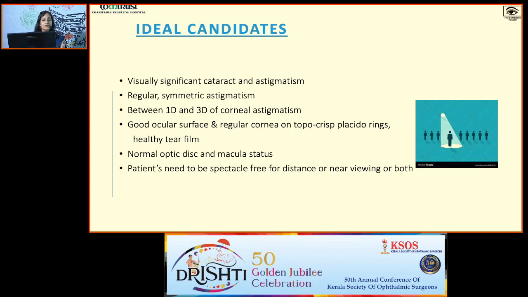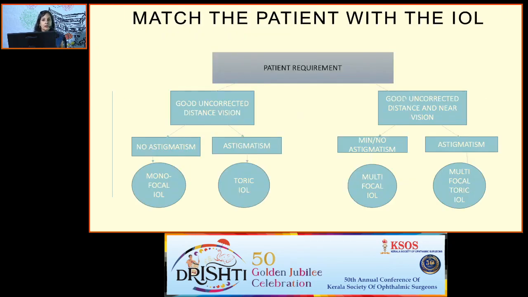Of course, you should have a normal optic disc status and macular status to have a happy patient at the end of your surgery. And the last point that I need to emphasize over here is the patient's need to be spectacle-free for distance or near viewing, or both. So you must always optimize your surgery in such a way that you are addressing the patient's need for astigmatism correction. If the patient's requirement is a good uncorrected distance vision, whether or not the patient has astigmatism will determine whether you want to implant a monofocal IOL or a toric IOL in this case.